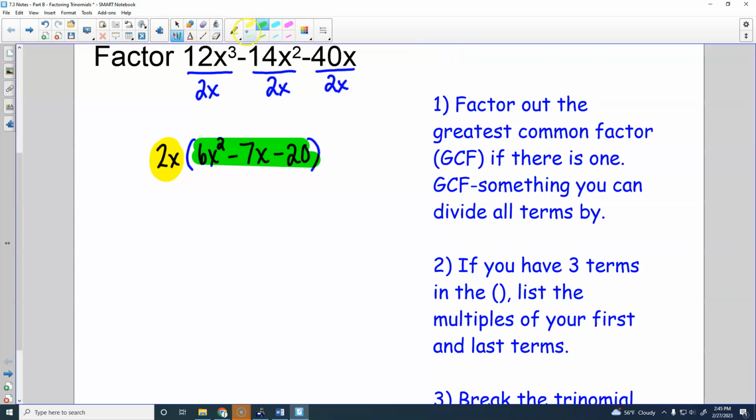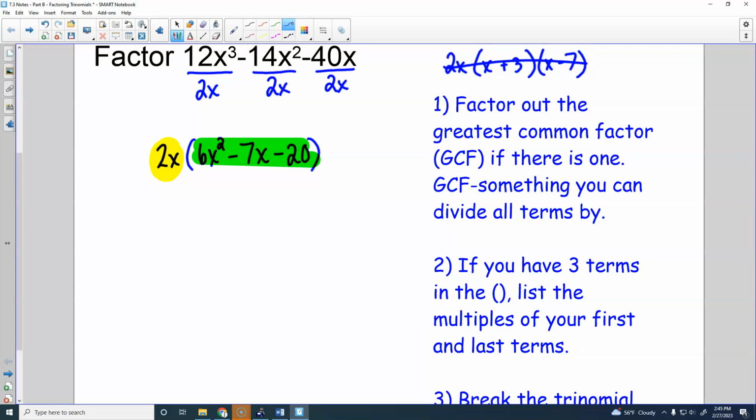We'll have our 2x stay out front, but then we'll have a set of parentheses here and here, and we might have something like x plus 3 and x minus 7, except that's not going to work because that won't give us what we're supposed to have. But that's what we're working towards. We want to break it all back apart.